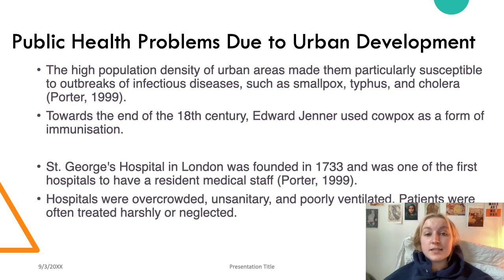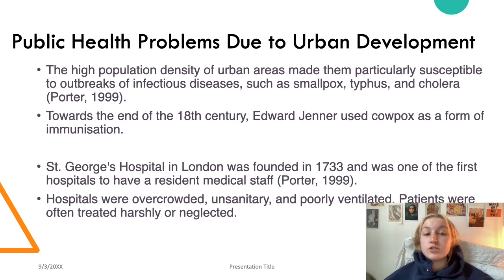The growth of cities and towns during the 18th century brought about new challenges to public health, as sanitation and disease control became major concerns for policymakers and public officials. The high population density of urban areas made them particularly susceptible to outbreaks of infectious diseases such as smallpox, typhus, and cholera. Towards the end of the 18th century, Edward Jenner used cowpox as a form of immunization, which began the breakthrough in terms of treating diseases and preventing them.